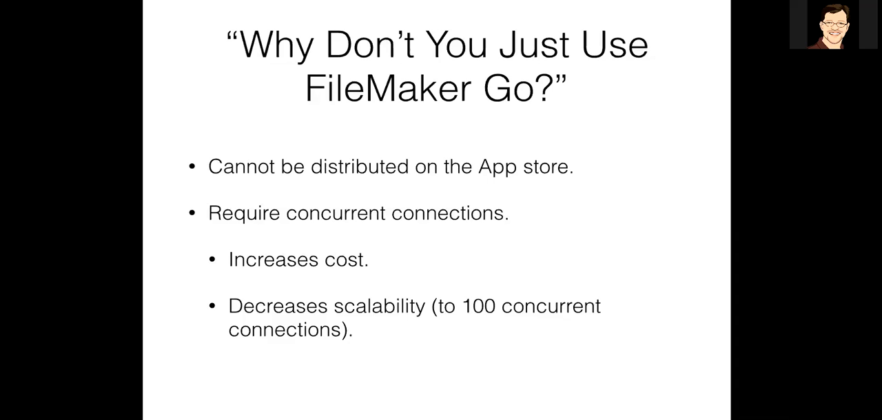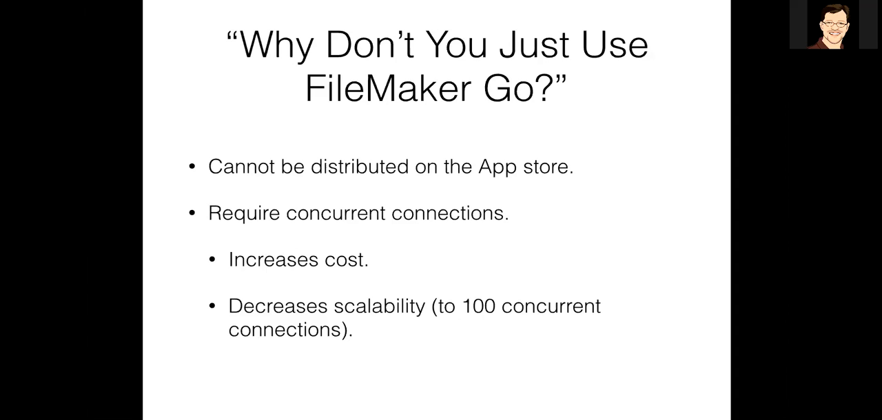Another challenge with FileMaker Go is that it does require concurrent connections for solutions that are connecting to a hosted database. As a result, that increases your cost because you do need to pay for the number of concurrent connections that your server is going to support. It also decreases your ability to scale. Right now, FileMaker Server can handle up to 100 concurrent connections. So beyond that, your users are going to run into problems. That may be okay in some cases, but in a lot of cases where it's a public-facing app, you really can't afford to roll the dice.